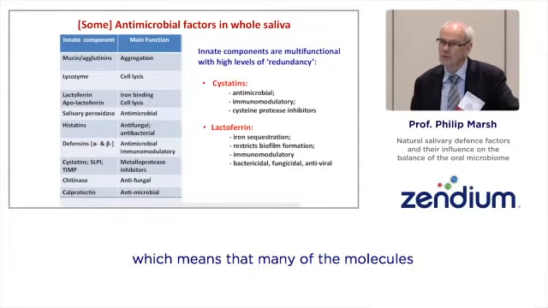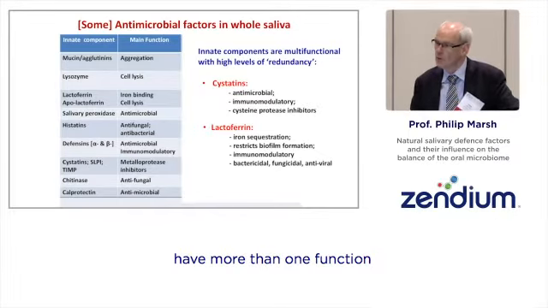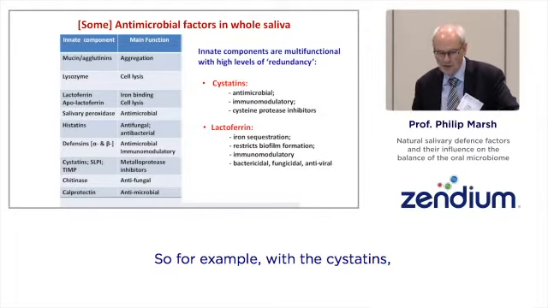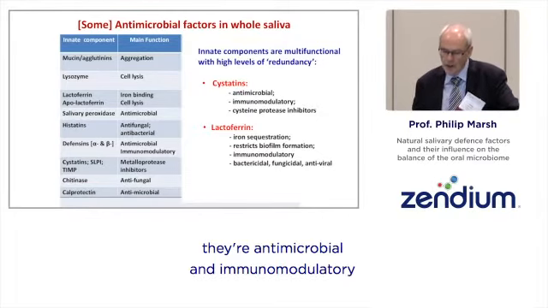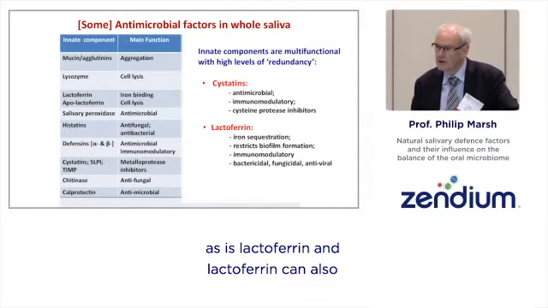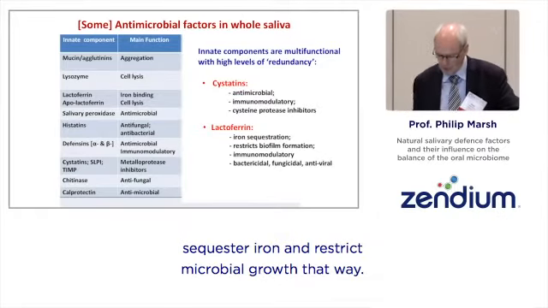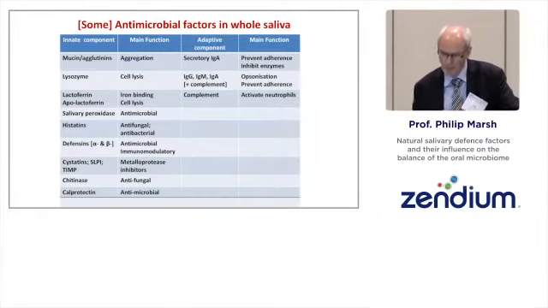of redundancy, which means that many of the molecules have more than one function, and many of the molecules have similar functions. So, for example, with the cystatins, they're antimicrobial and immunomodulatory, as is lactoferrin, and lactoferrin can also sequester iron and restrict microbial growth that way.